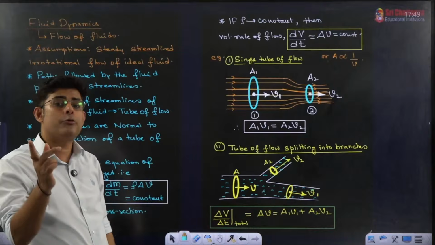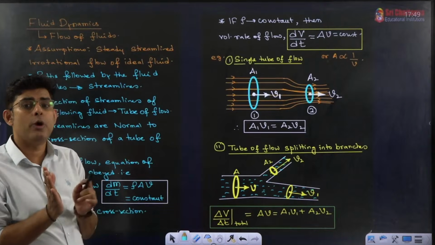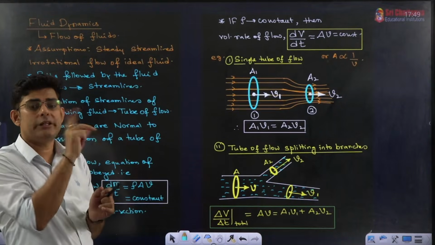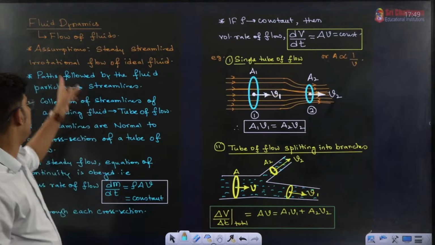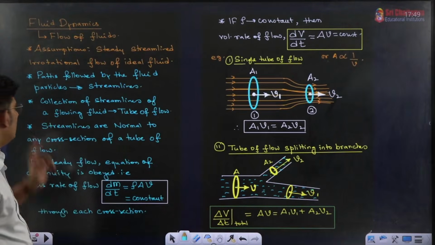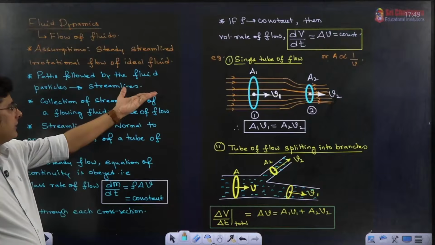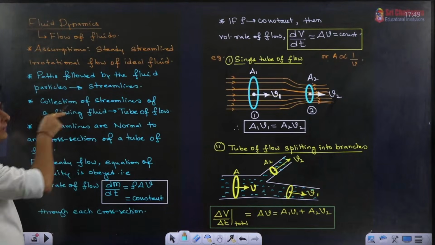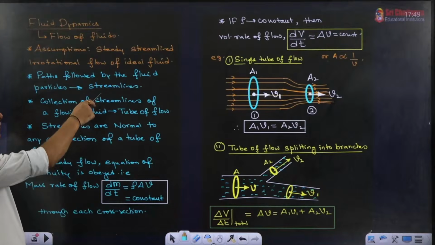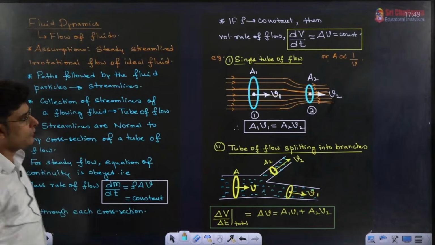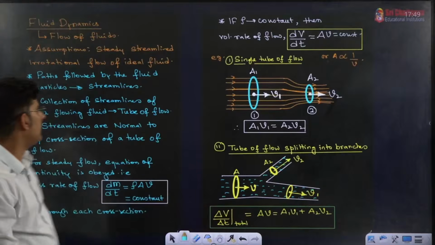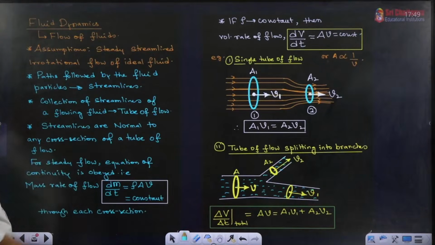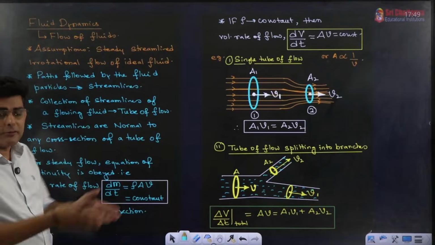Irrotational means there should be no formation of whirlpools, there should be no angular momentum, that is, the liquid particles should not be rotating about any axis. No, that should not happen. Irrotational flow of fluid. Ideal fluid means density constant we are taking only. Now the paths which will be followed by the fluid particles, we will give names to those paths, we will call them streamlines. I have shown over here in the diagram also, we will discuss that. Streamlines. A collection of streamlines of a flowing fluid is called a tube of flow.